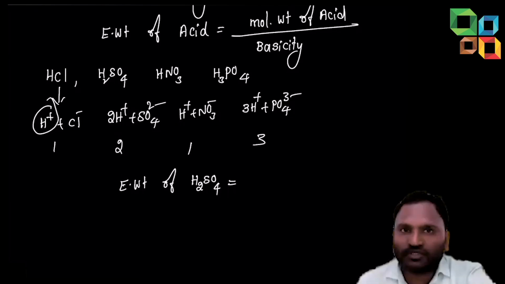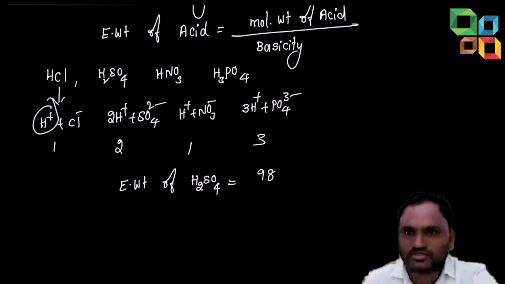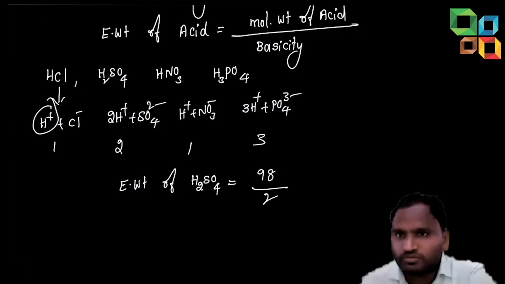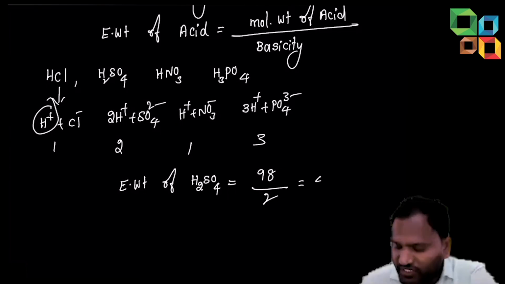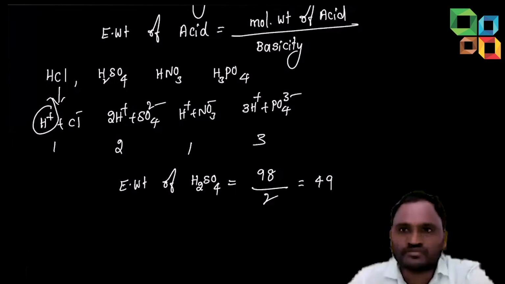It is not difficult. So here the molecular mass of H2SO4, I am directly writing, students, is 98. If you find it, you will get the same. The basicity is 2, so 49 is the equivalent weight of H2SO4.